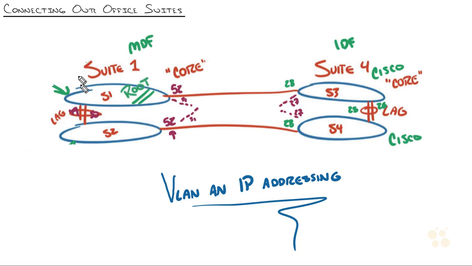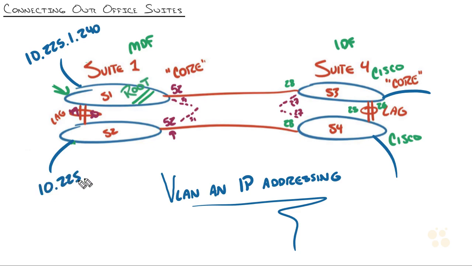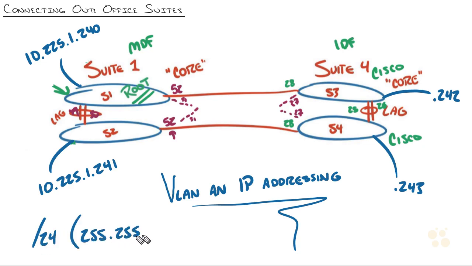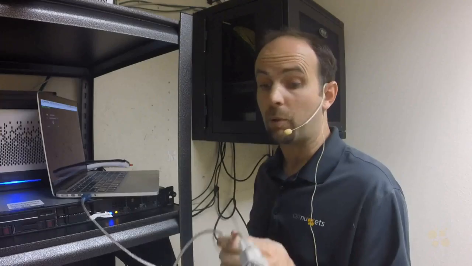But for now, what I'm going to do is just assign each one of these switches an IP address that fits with the network that exists right now. Switch 1 will be 10.225.1.240. Switch 2 will be 10.225.1.241. And you get where I'm going with this. Switch 3 will be .242, and switch 4 will be .243. All of them will use a /24 subnet mask, which is also written 255.255.255.0.